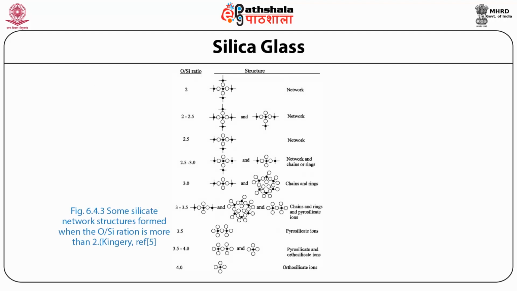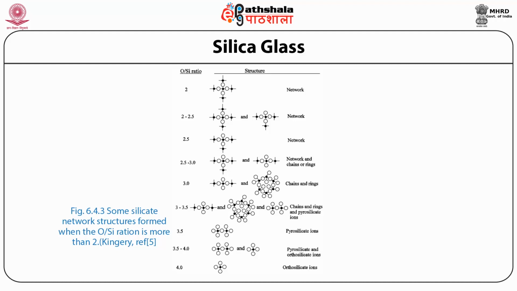So this is in continuation with the silicate glasses. You can see a table for some silicate network structures formed when the ratio of oxygen to silicon is more than 2. In this table, on the left hand side, it shows the oxygen to silicon ratio, and on the right hand side it shows the structure.